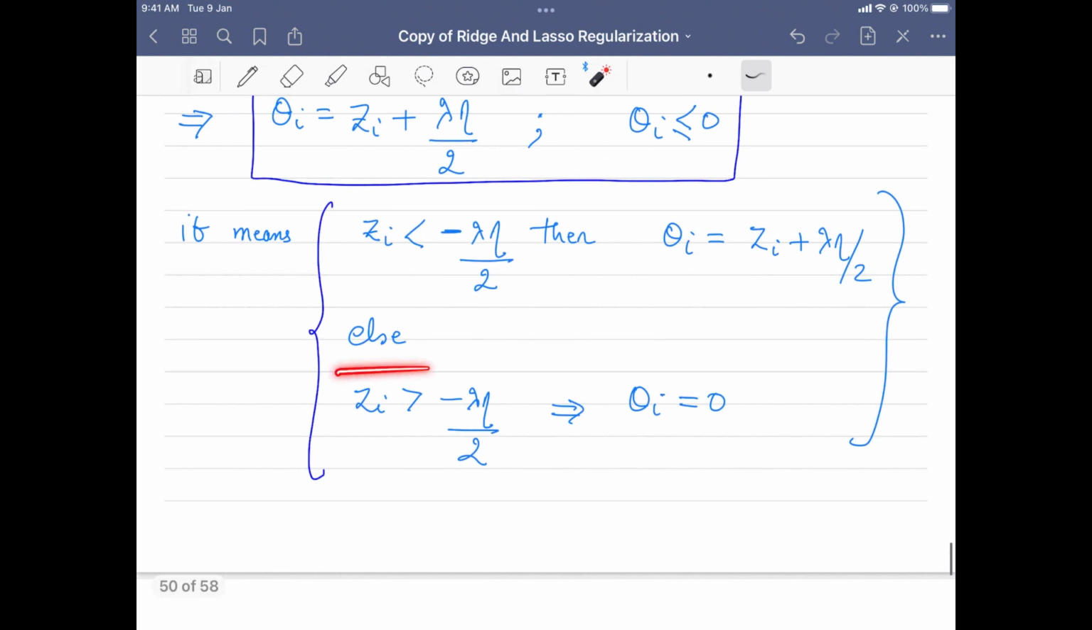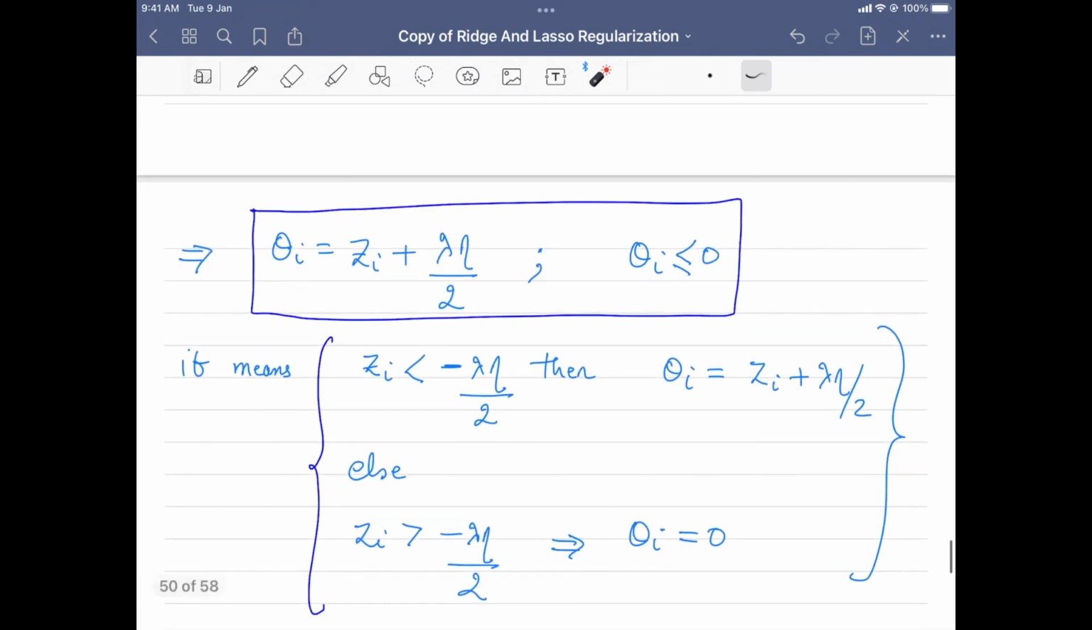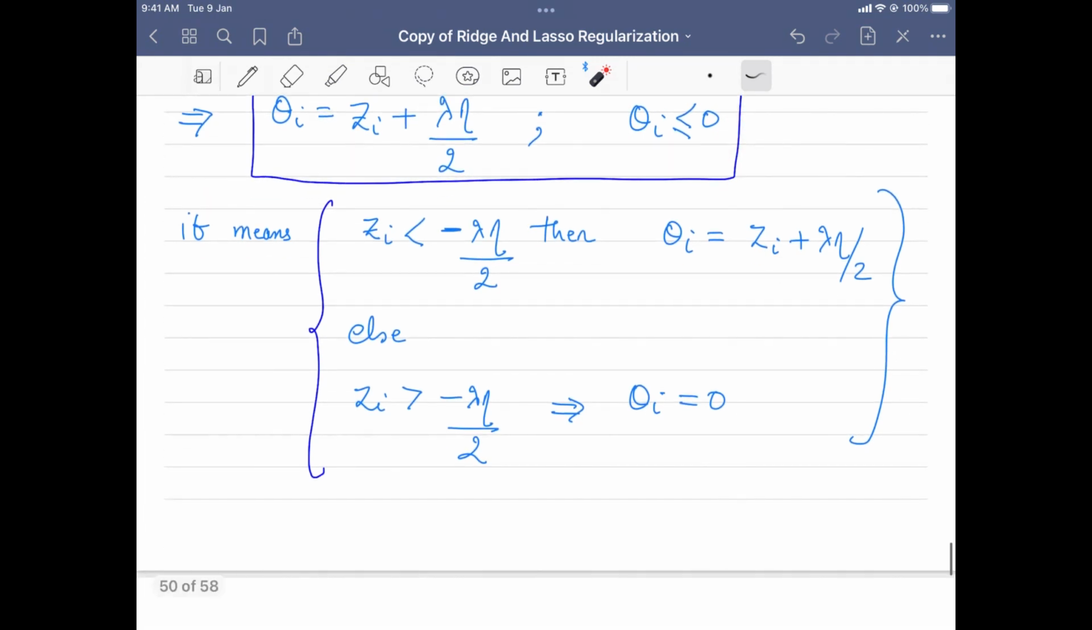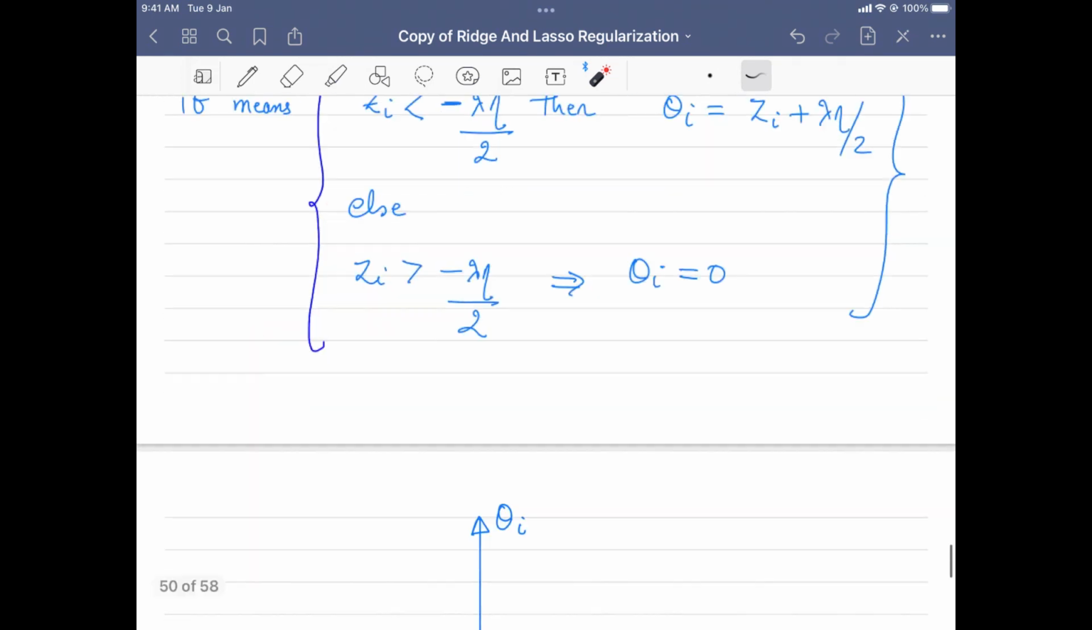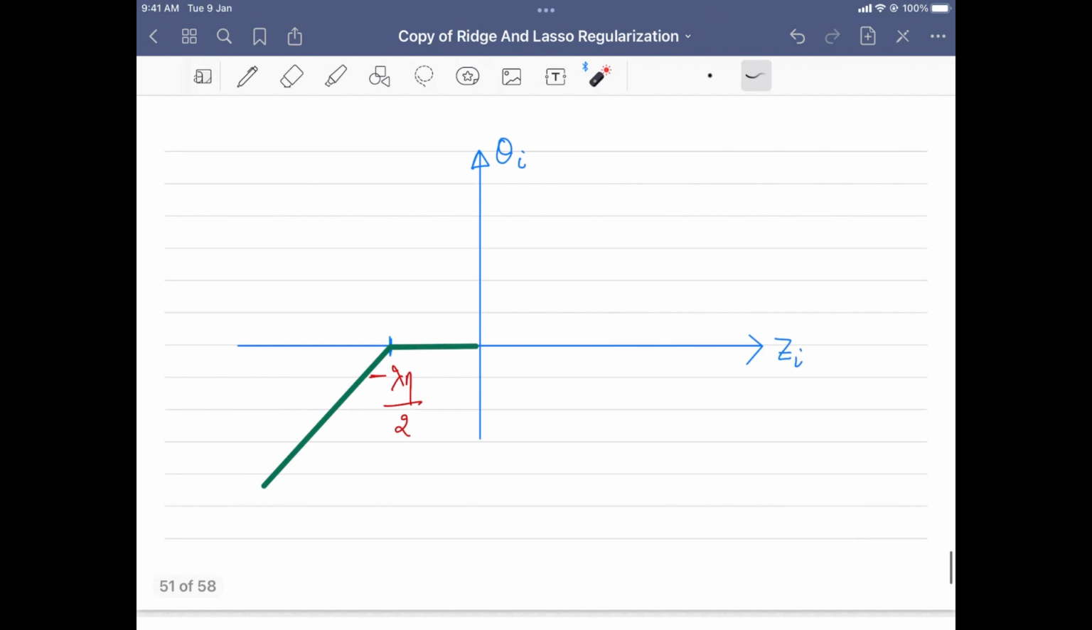But if your zi is greater than minus lambda eta by 2, in that case theta I will become 0, because at that time your theta I will become positive and we do not want it to be positive, it has to be less than 0. That's why it will be 0 here. So if you plot this condition, what you will get is this expression. For zi greater than minus lambda eta by 2, your answers are 0, and for less than that you will have this line.